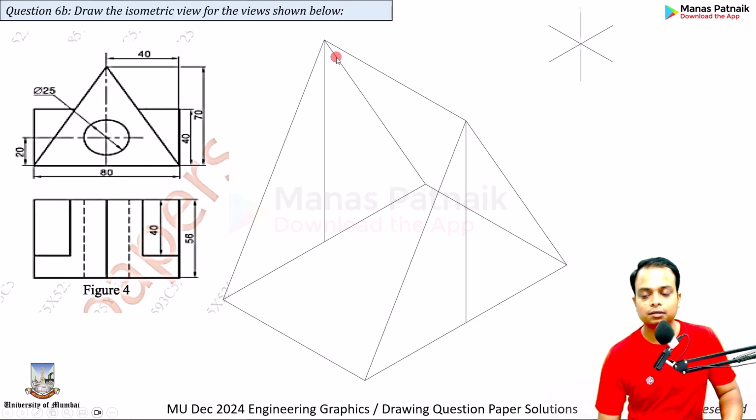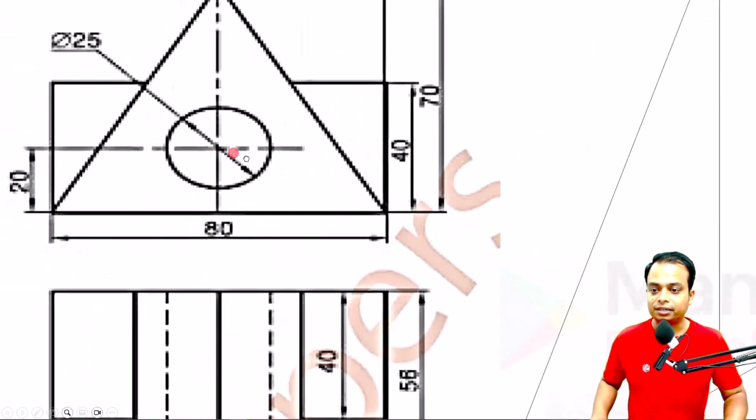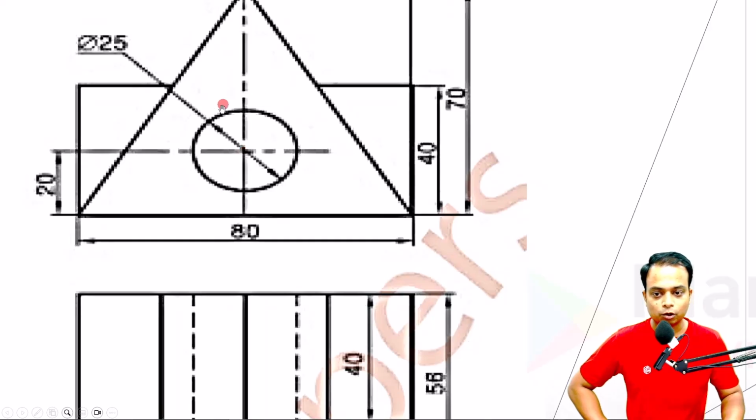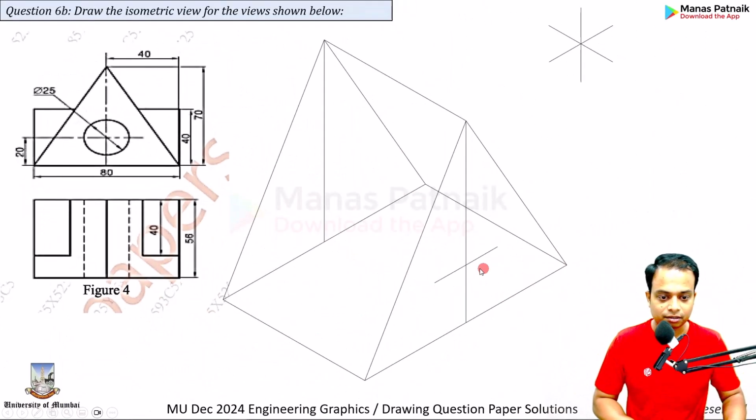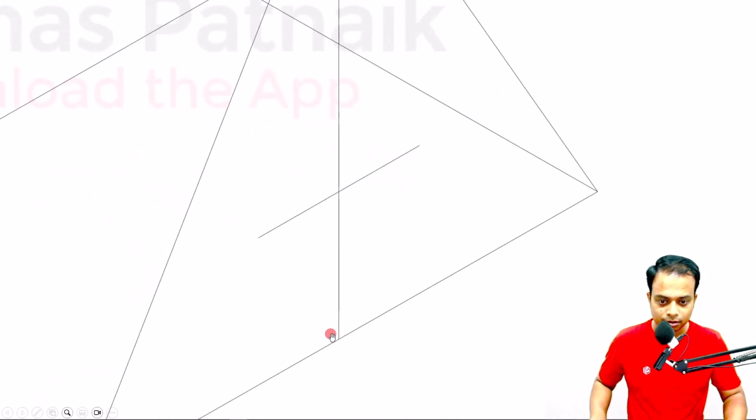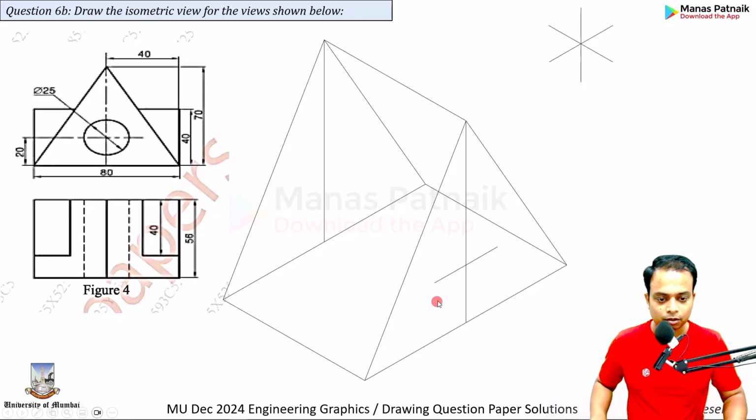Connect. Done. Now we wish to locate this center. If you watch carefully, this center of the circle is at a height of 20 millimeters. One more thing, this circle is having a diameter of 25, therefore the radius is going to be 12.5. Agreed? Okay, so the center is at a height of 20. Let me fix it first. This over here, this is 20.